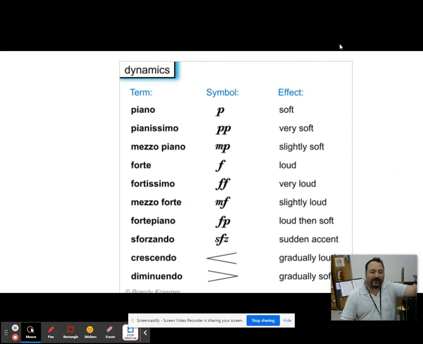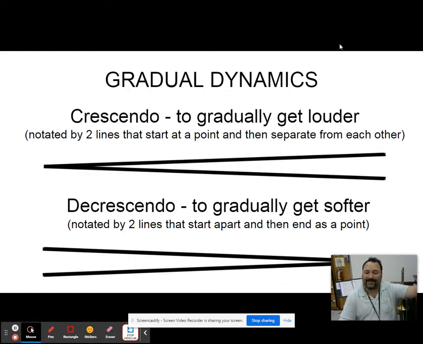Now this chart here is just a different way to look at it. If you want to take a screenshot of this, it has a list of all the different dynamics, plus a couple we're going to talk about in just a second. And that second is here. So now we've got something I call gradual dynamics. Mezzo piano and forte, those are all dynamics that you're just going to be at. Here we are. We're going to be mezzo piano right now. But gradual dynamics is getting from one dynamic to another gradually.